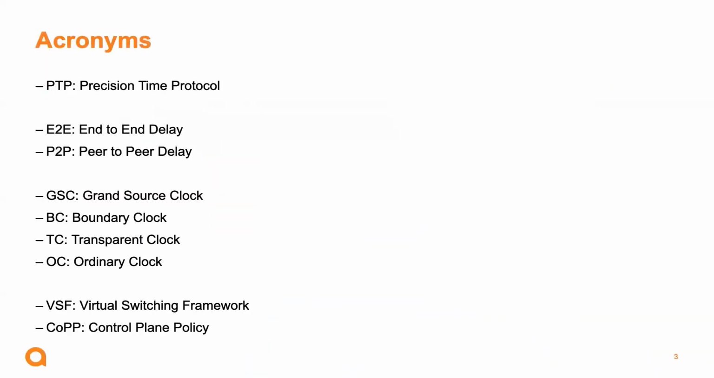We'll start with some acronyms here. PTP, we'll use that for precision time protocol. E2E means end-to-end delay. P2P, peer-to-peer delay. And then for the different clock types, GSC is the grand source clock or the main reference clock. And then BC is our boundary clock, TC our transparent clock, and OC the ordinary clock, or we can call that in general the client. And then VSF is our virtual switching framework or stacking technology for the 6300 switches and 6200 switches. And COPP is our control plane policy feature.